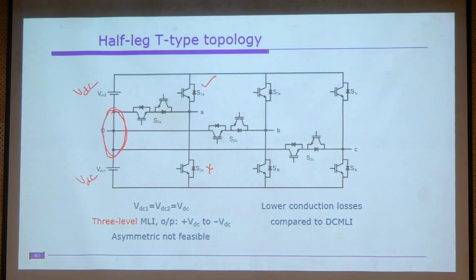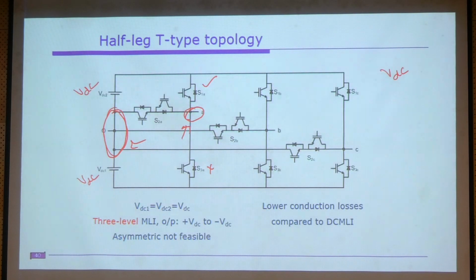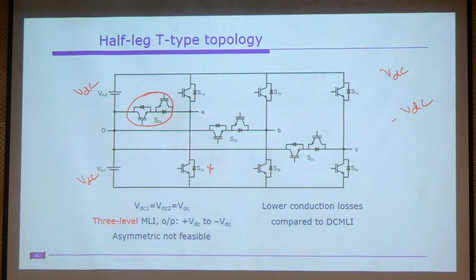And again, if you measure the voltage between this A point and this O point, across these 2 points, how much voltage will you get? VDC, right. Similarly, if the bottom one is on, you will get minus VDC, alright. And if you want the 0 level, you need to rely on this switch to get the 0 voltage.